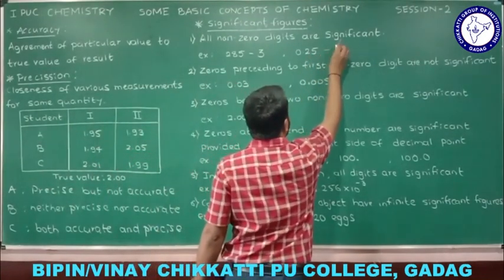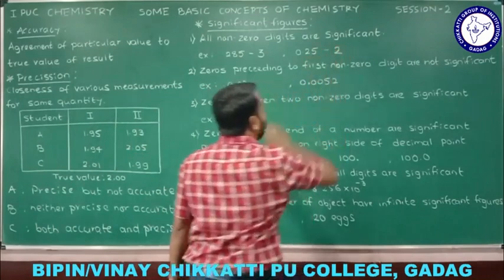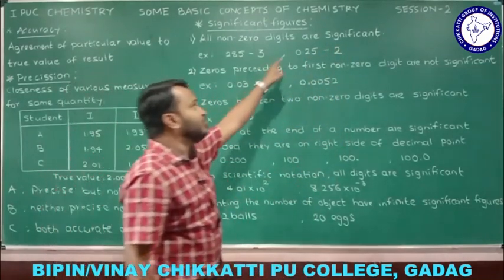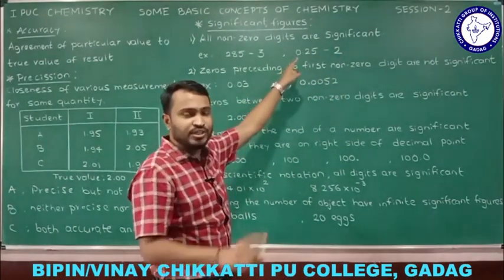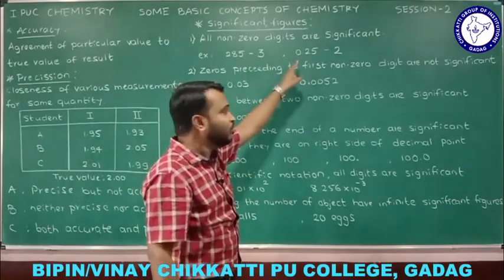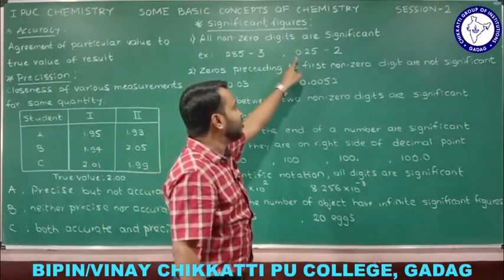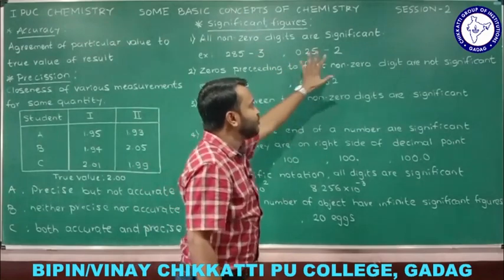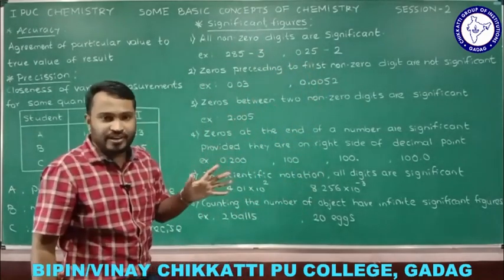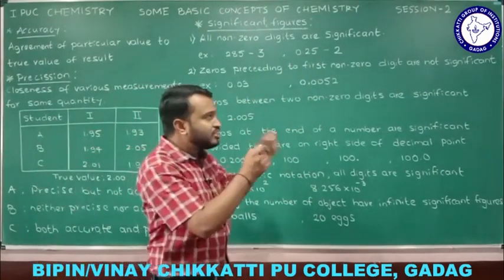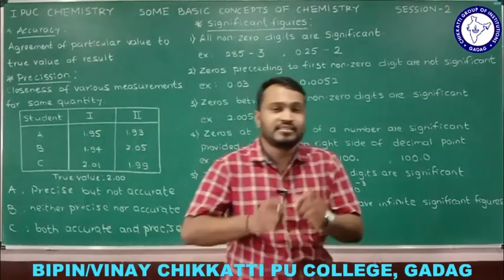Therefore, the significant figure for this number is 2, because we should not consider the 0, as 0 is not significant according to rule number 1. Therefore, in 0.25, the number of significant figures will be 2. Okay, so this is how, using the first rule, one can calculate the significant figures.